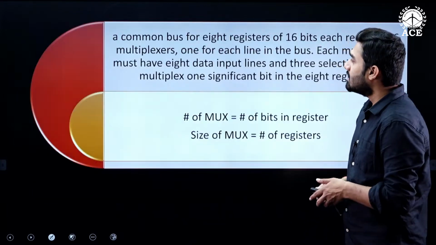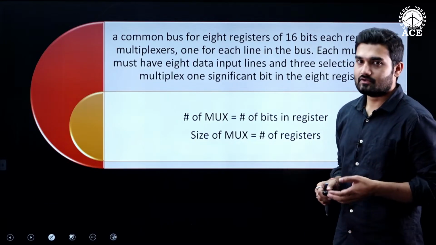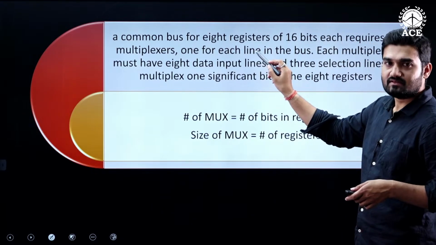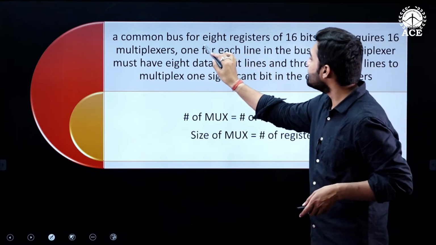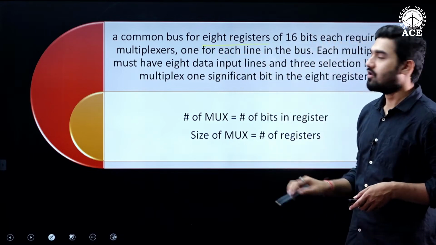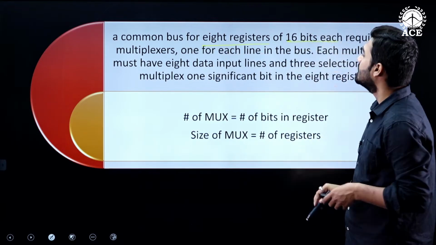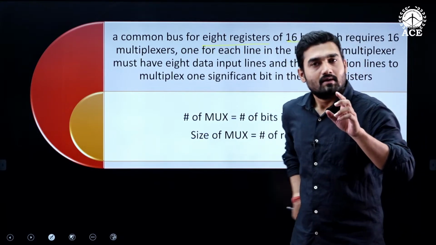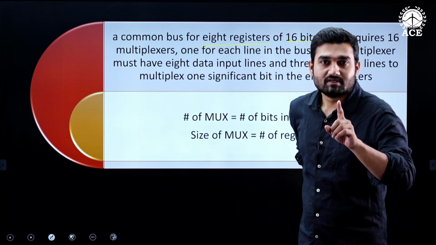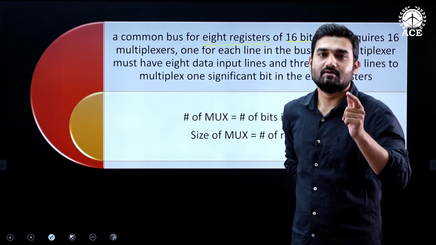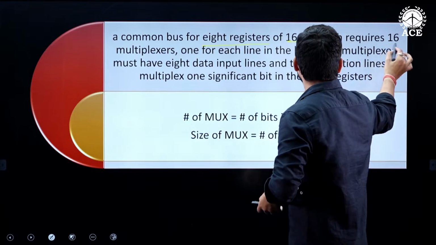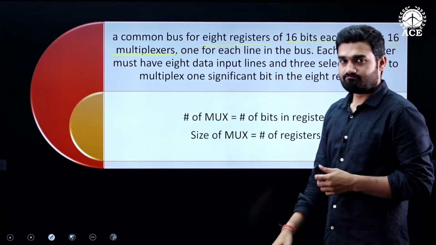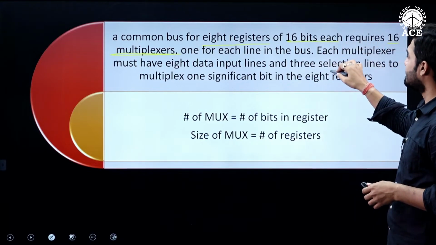Okay, fine. Let me give you one beautiful example present in your standard book, Morris Mano. Let us say this is an example. If I have 8 registers of 16 bits each, then I am asking you the next question: how many multiplexers are required? What is the size of each register? 16 bits. So the number of multiplexers? 16. That's what is written here. 16 multiplexers required, one for each line in the bus.